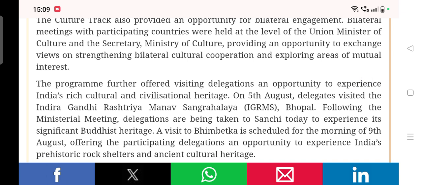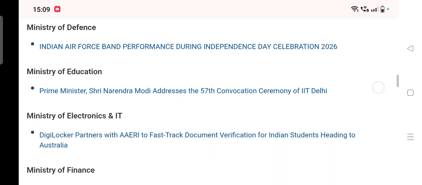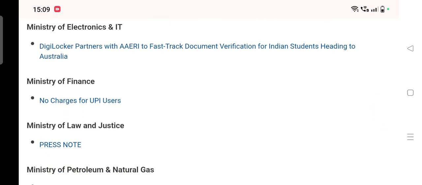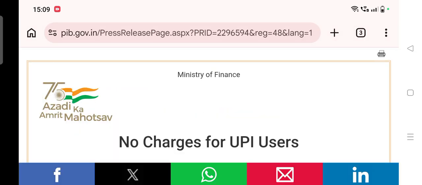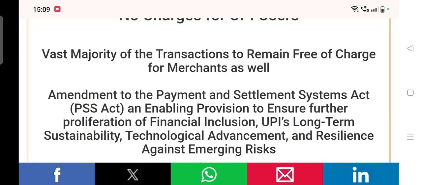And you will come to know how questions are asked only after referring to previous question papers. Now let's go through if there are any other important PIBs. This one, no charges for UPI users. So what is meant by UPI? You might be knowing. And sometimes the question can be like, UPI transactions are coming under which of the following acts? So the act is the Payment and Settlement Systems Act, PSS Act.